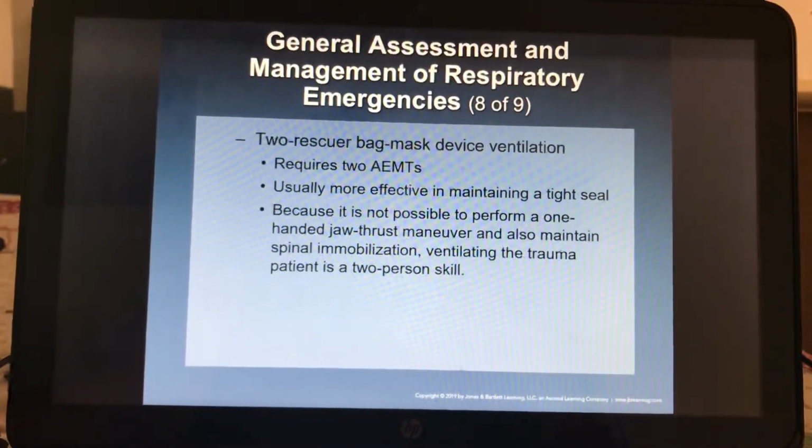So having 2 people just to ventilate a kid, unless it's just you and your partner, nothing else is going on, and you don't have to do anything else, that's fine, that's fantastic. But good luck with that. I really don't know if you can adequately do that, but it is recommended and it is preferred, so I had to tell you that.